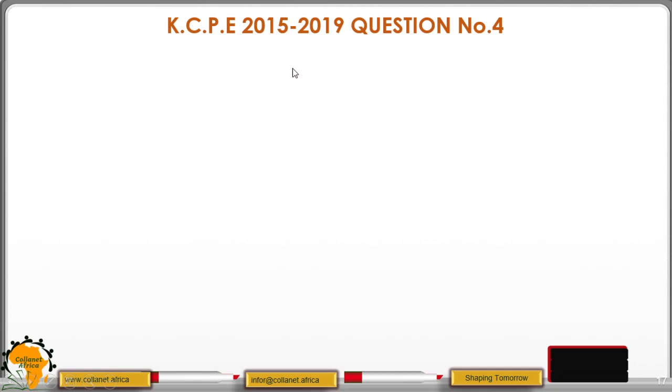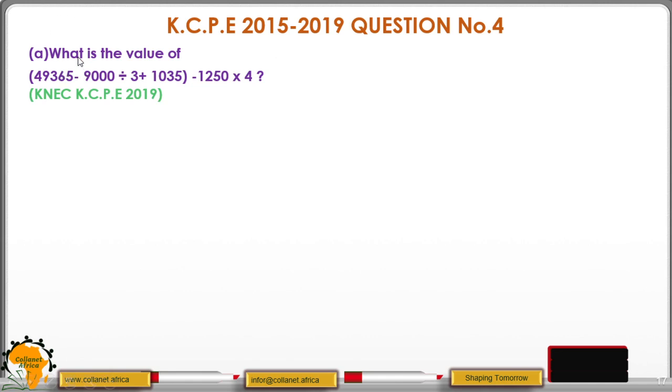Hello dear learner, welcome to our fourth lesson on revision on KCPE past papers from 2015 to 2019. Today we are going to look at question 4. In 2019, this was a question that was asking what is the value of this multiplied by third.